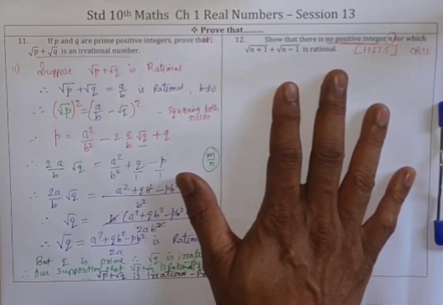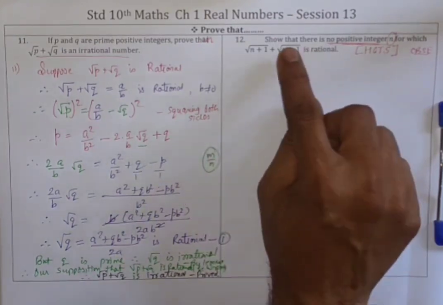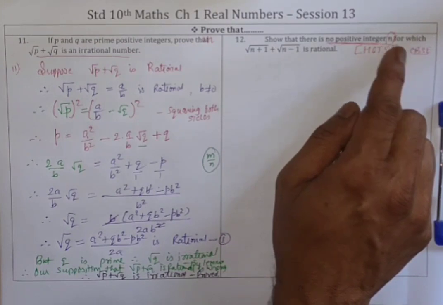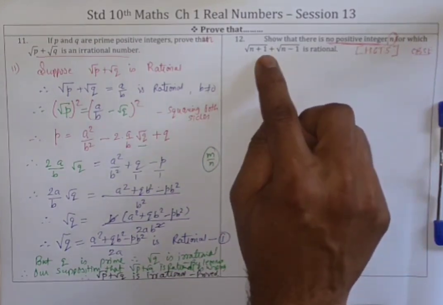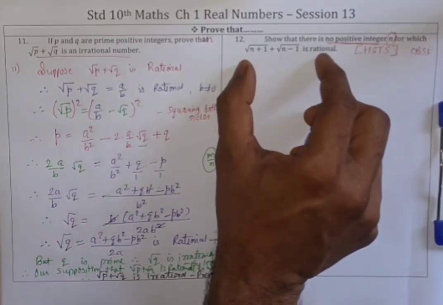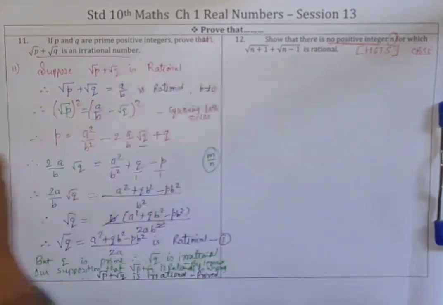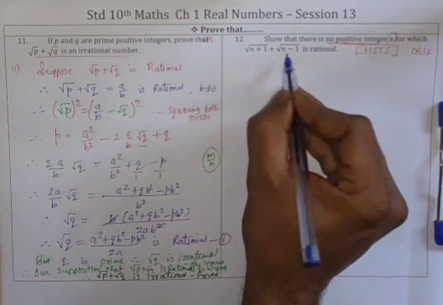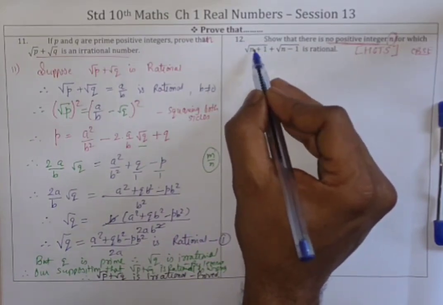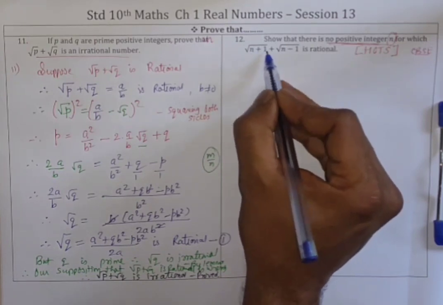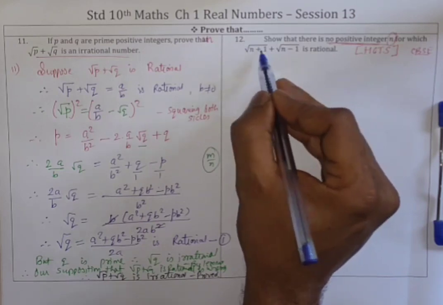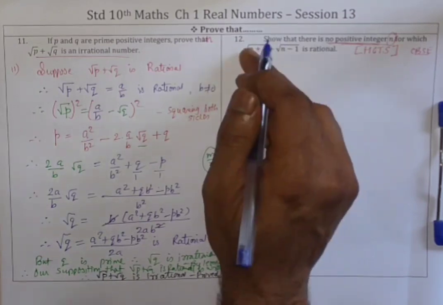शायद क्वेश्चन भी समझ में नहीं आया हो. Alright, show that there is no positive integer n for which √(n+1) + √(n−1) is rational. Children, n की वैल्यू हमें पता नहीं है. We don't know the value of n, isn't it? लेकिन n में जो भी n का वैल्यू हो उसमें 1 ऐड करने से परफेक्ट स्क्वायर नंबर हो सकता है. तो yes, square root of perfect square number will be rational.